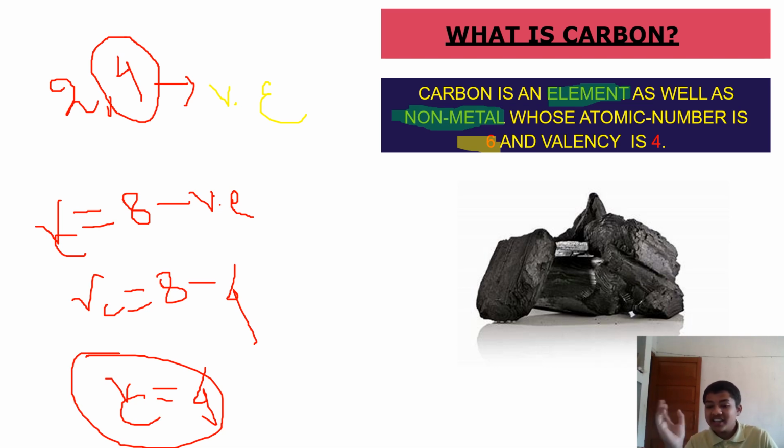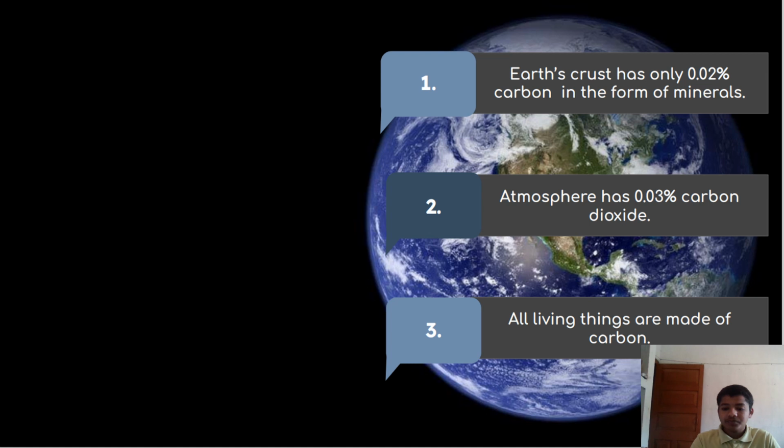Now let us see more about carbon. How much percentage is it present in our Earth's crust? See, the Earth's crust has only 0.02%.